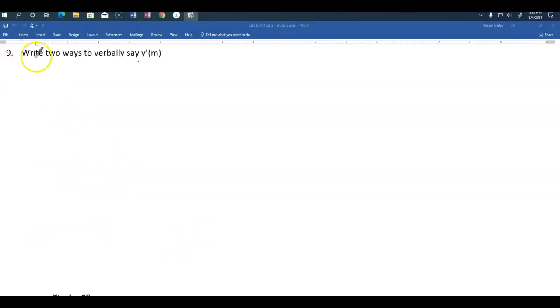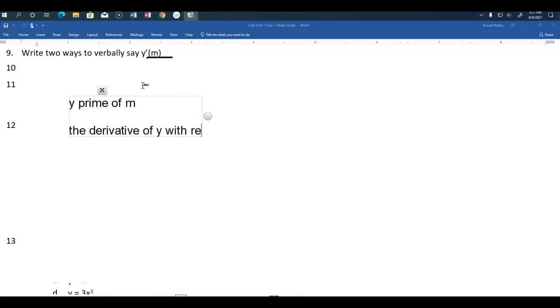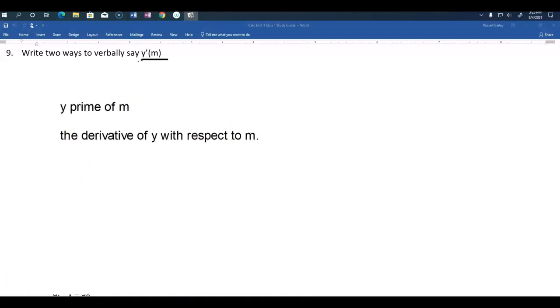All right, so for number 9, we want to write two different ways we can verbally say this expression up here. There are two ways that we can do this. One way is we could say y prime of m. Or we could also say the derivative of y with respect to m. So there are two ways that we could say that there.